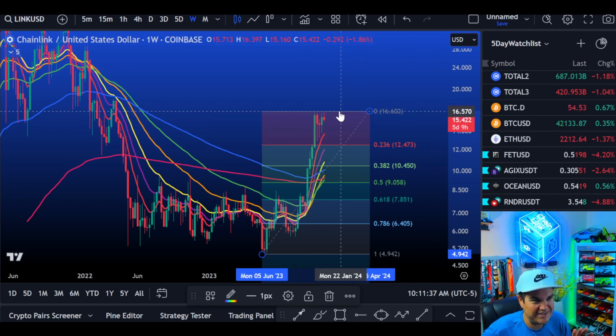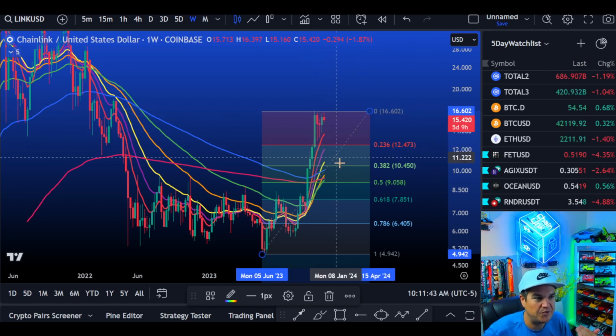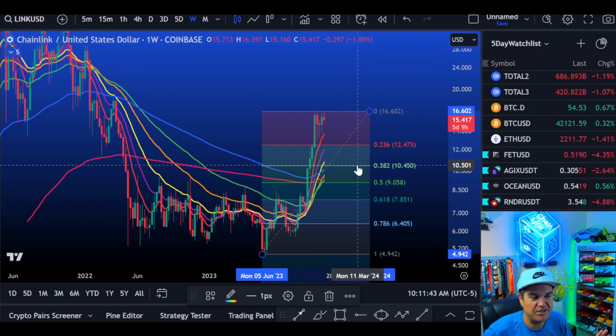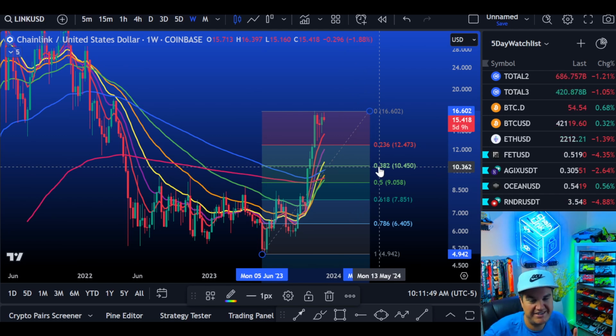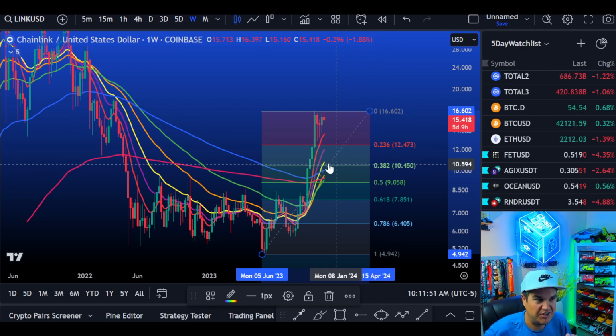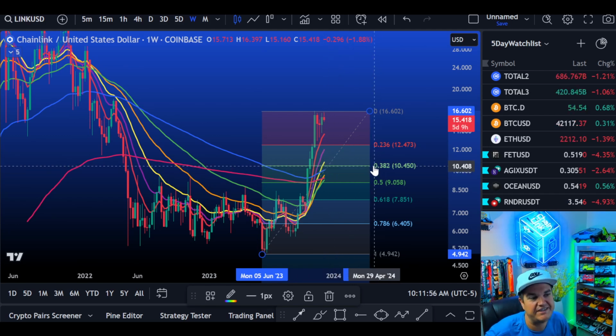All right, so having seen this, now we're assuming the top is in. Where could we potentially retrace to? Oftentimes, on the weekly scale, the 382 is usually a good spot, especially if it's near the 21-week EMA. In this case, yes, it is. So that's around 1050 as of right now.